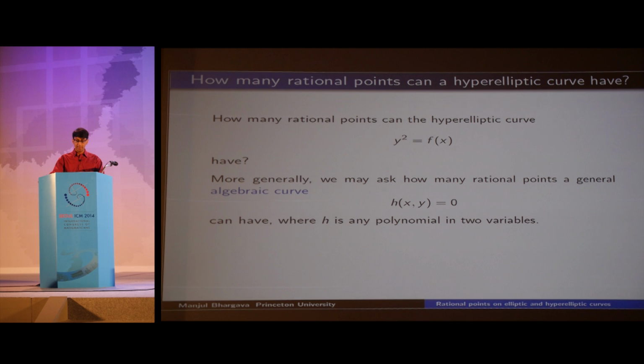If we graph h of x,y equals 0 for some polynomial h in two variables, then that gives a curve in the plane again, and we can ask what are the rational points on that curve? In other words, what are the rational solutions to h of x,y equals 0?